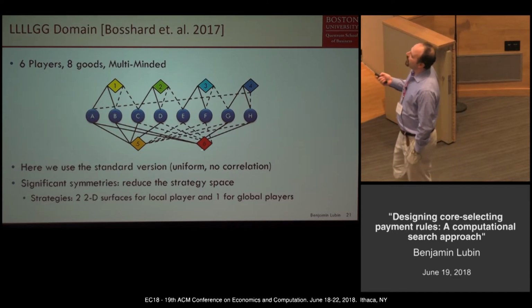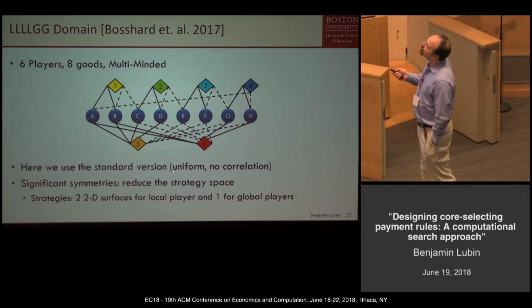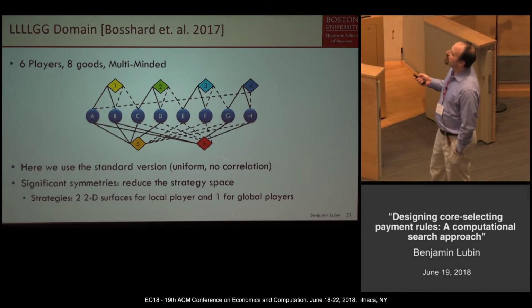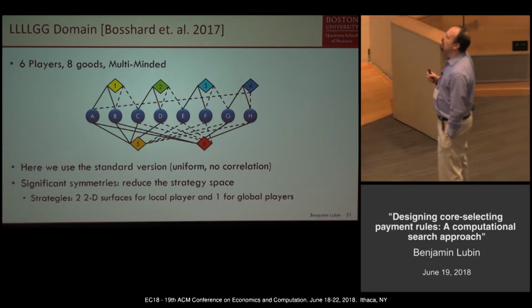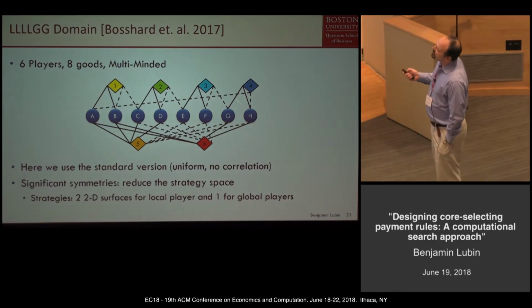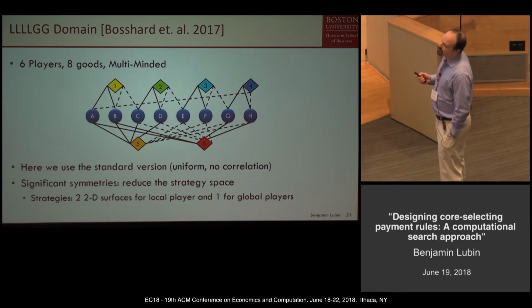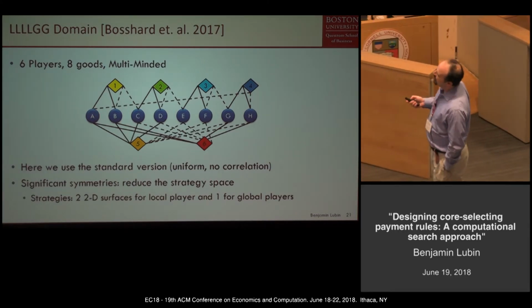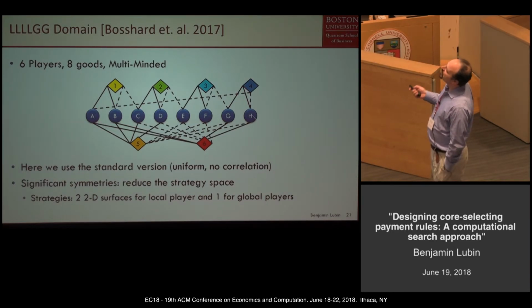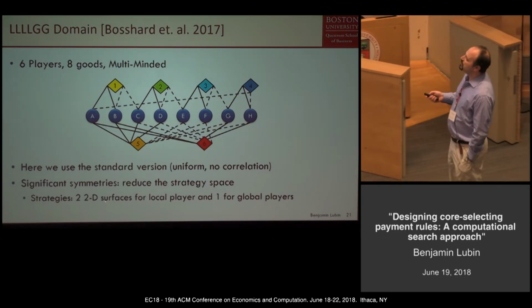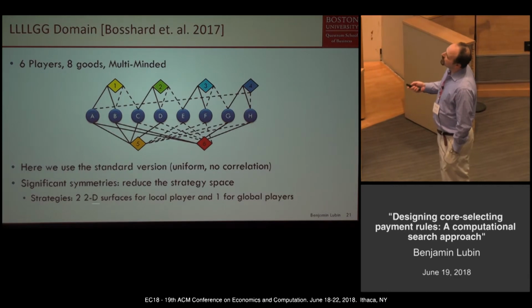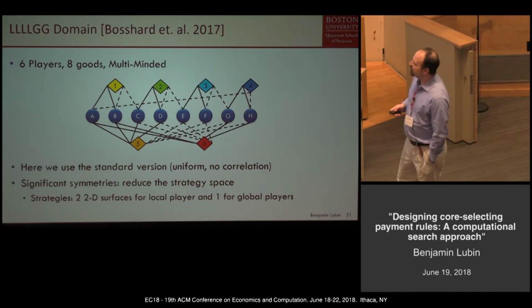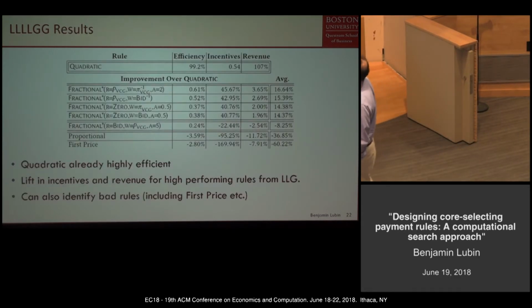Here I'm going to be looking at the version with standard uniform marginal distributions and no correlation to keep it simple. It's worth saying also that, as you can see from the picture, there's a lot of symmetries in this space, and that can be exploited to speed up the B&E search process. The actual strategy that defines how to play in this game is going to be a 2D surface for the global player and 2 2D surfaces for the local players, and I'll show you what that looks like in a slide or two.